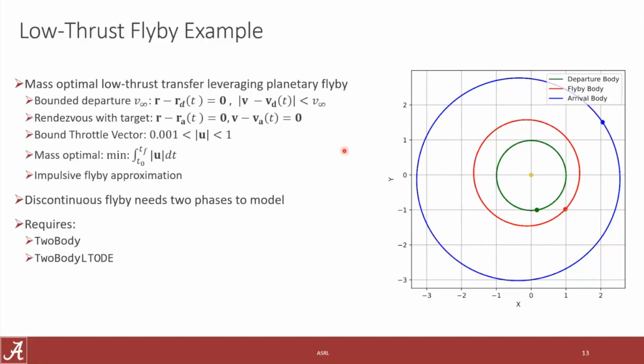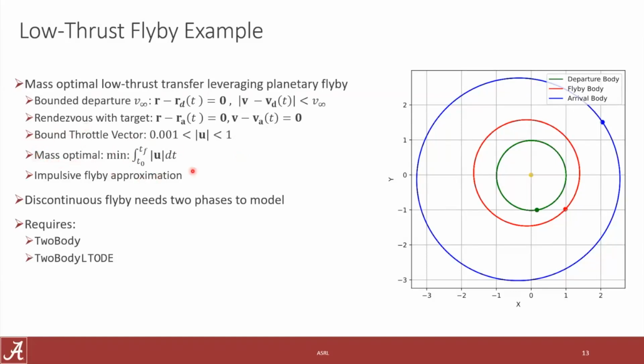There's going to be some constraint on how much velocity discontinuity our initial condition can have from the departure body. We want a full rendezvous with the target, so at the end states we want position and velocity continuity with the arriving body. We're going to bound the throttle vector of our low thrust formulation again, so the controls don't exceed what we've actually built the engine model to do by going magnitude greater than 1, and it doesn't do weird math of trying to make your control vector magnitude 0 or less.